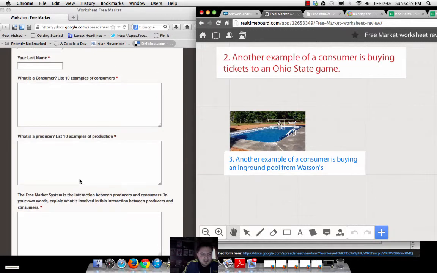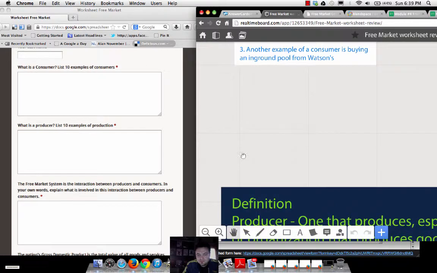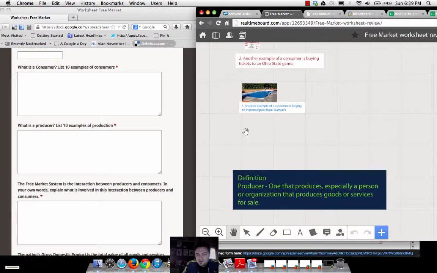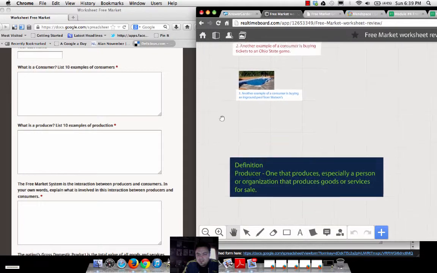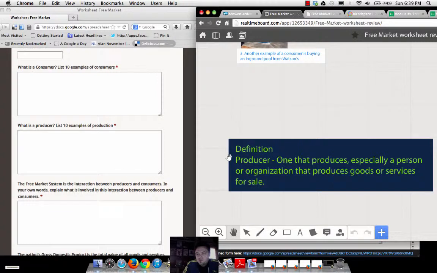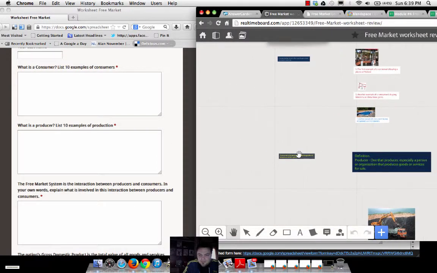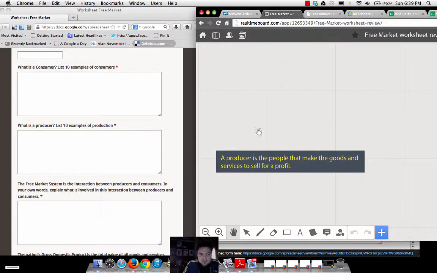The next question over here says, what is a producer? List 10 examples of production. Again, let's start with a definition. A producer: one that produces, especially a person or organization that produces goods or services for sale. One possible answer for what is a producer could be: a producer is the people that make the goods and services to sell for a profit. I see I have a grammatical error there.